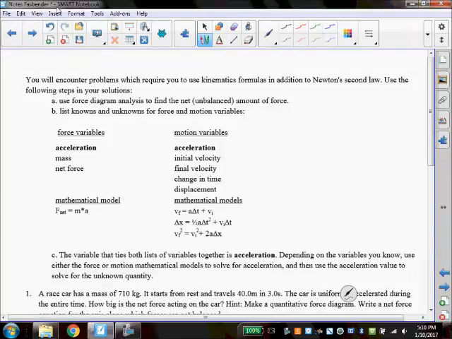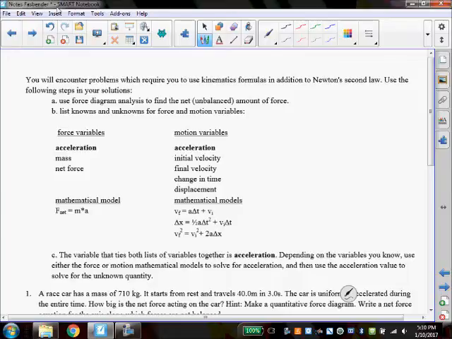We have finally studied enough physics where we now can take everything that we have learned and combine it all together into one problem. What do I mean by that? I mean that you will encounter problems which require you to use kinematics formulas in addition to Newton's second law.